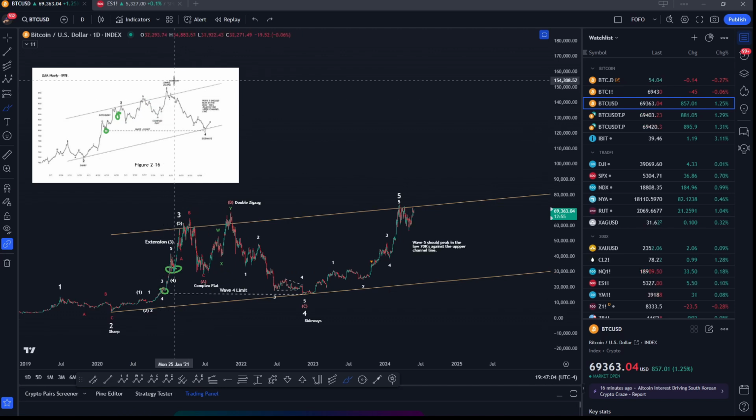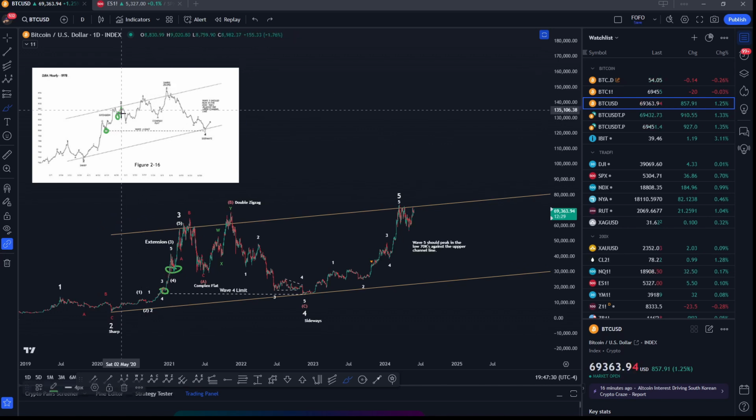Then this had a simple zigzag up. Bitcoin gave a double zigzag up, WXY, 2 zigzags. Instead of simple zigzag ABC, it gave ABC twice. So A, B, C, you have a correction, A, B, C. That's a double zigzag, which creates yet another peak.